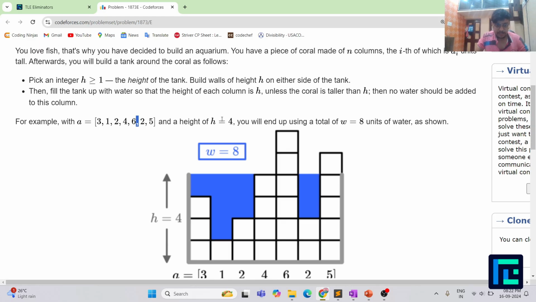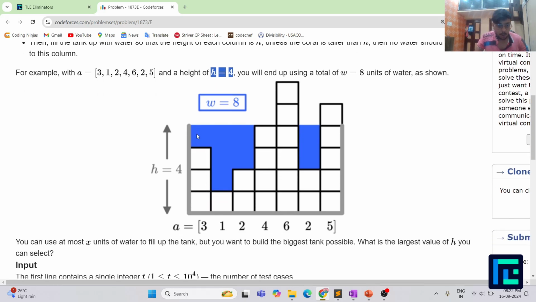Now if you decided to build a tank of height 4, how many units of water will you require? The corals that have height lesser than 4 will have water on their top. Do you all agree? You have this coral that has height 3 and you decided to build a tank of height 4 and you are pouring water in it. So the corals that have height lesser than the height of the tank will have water on their top. Now if you look, how much water do you have above the first coral that has height 3? You have 1 unit of water, right?